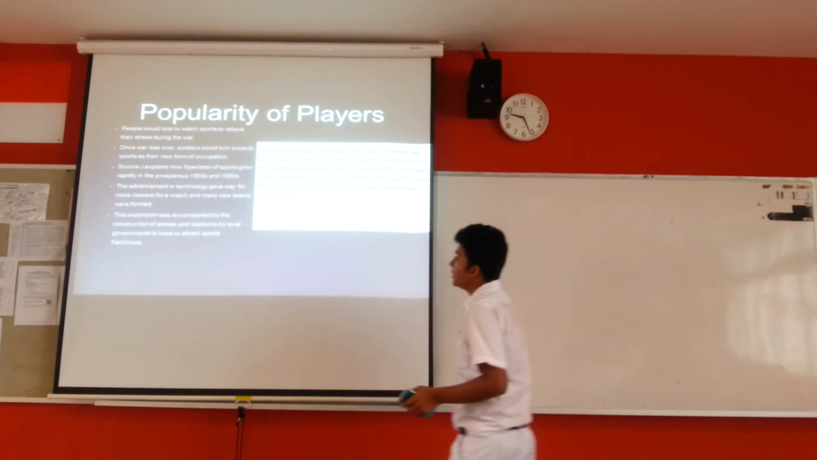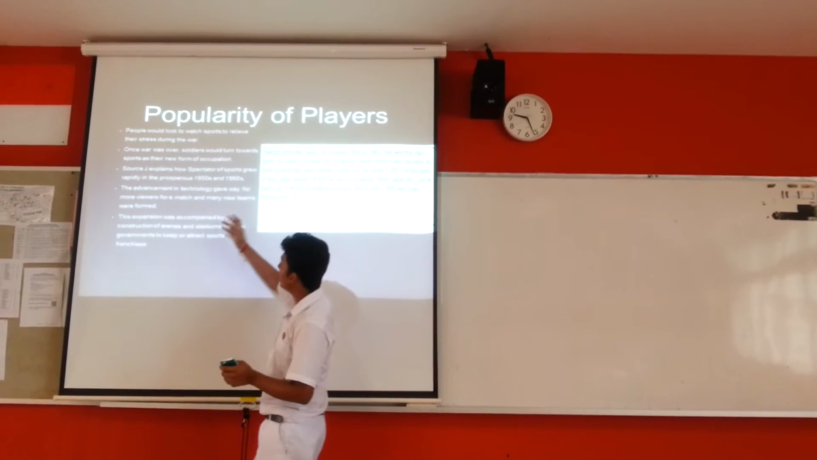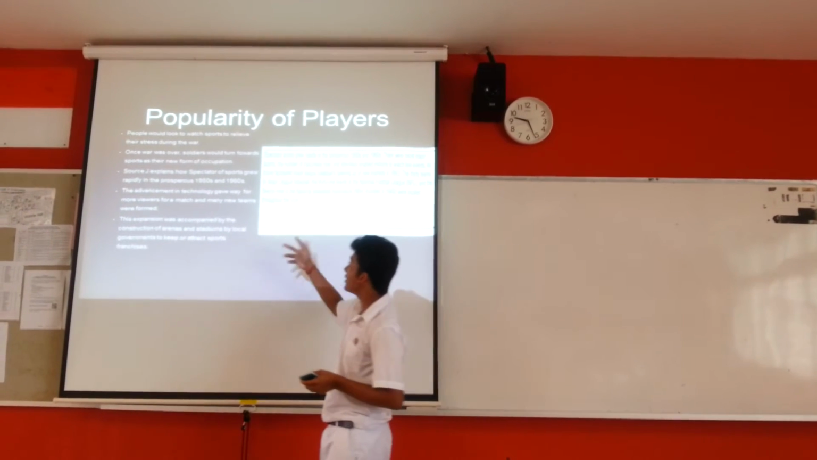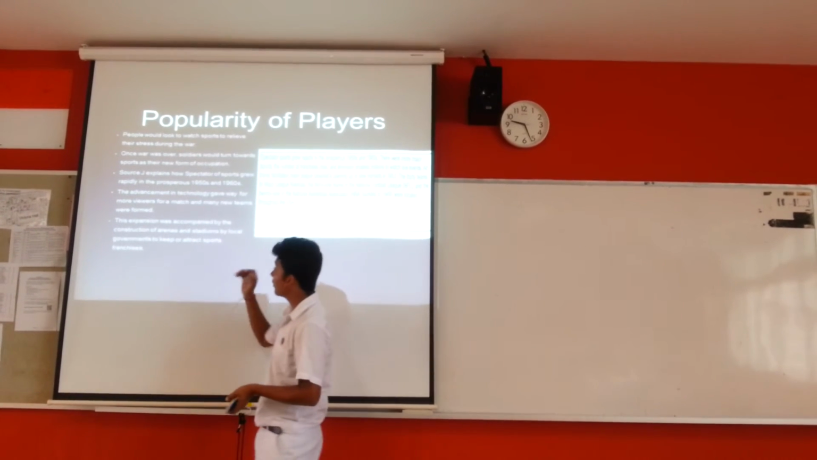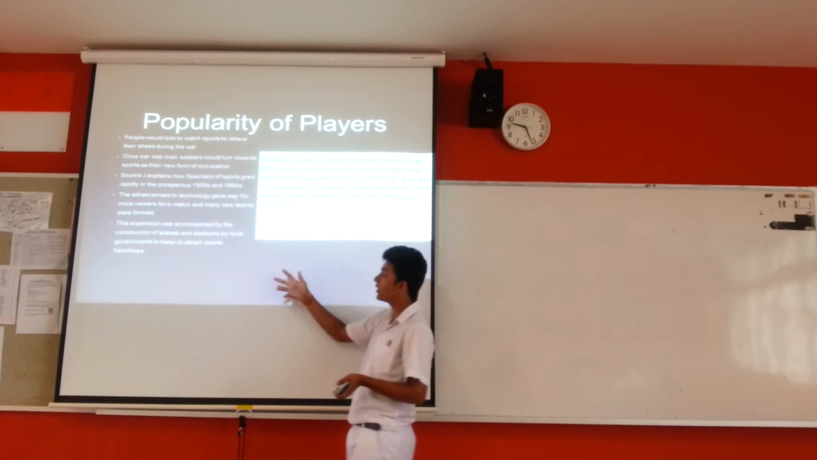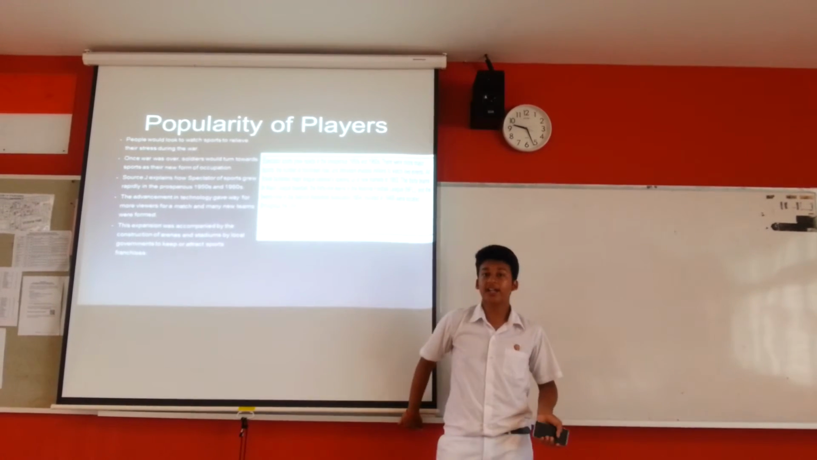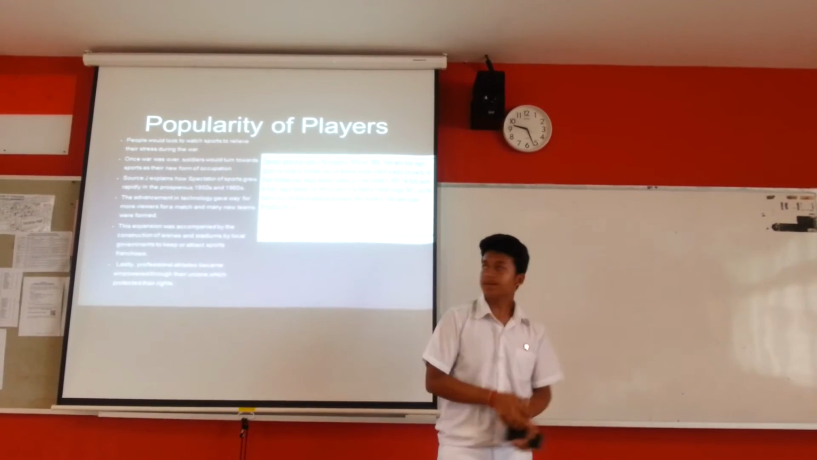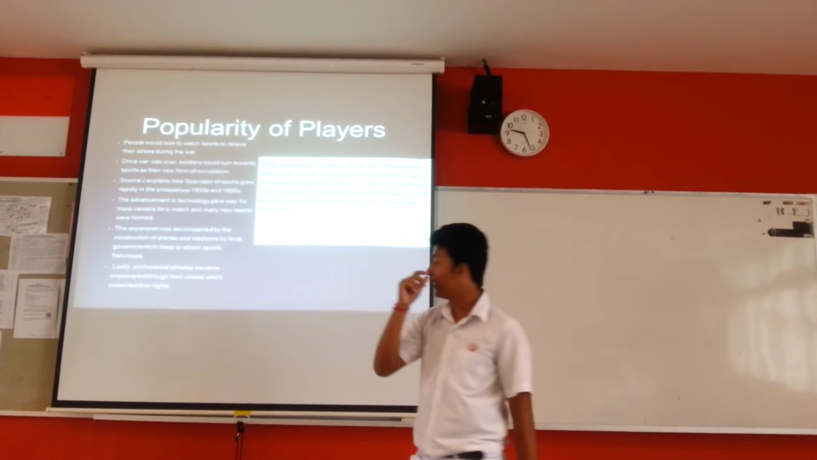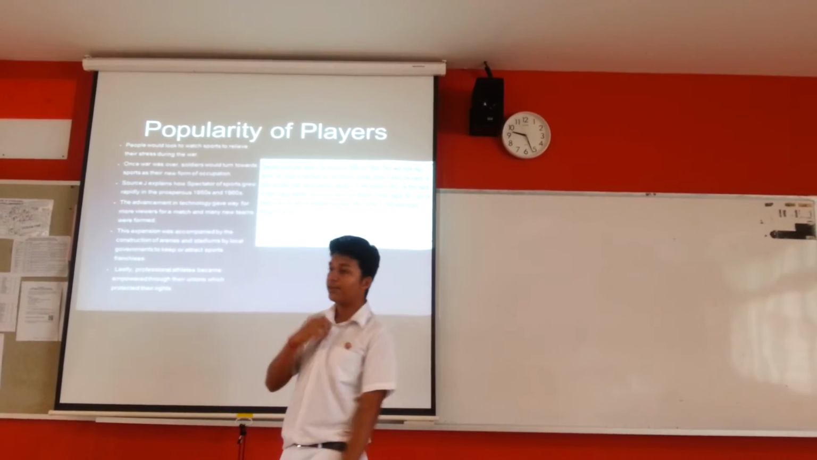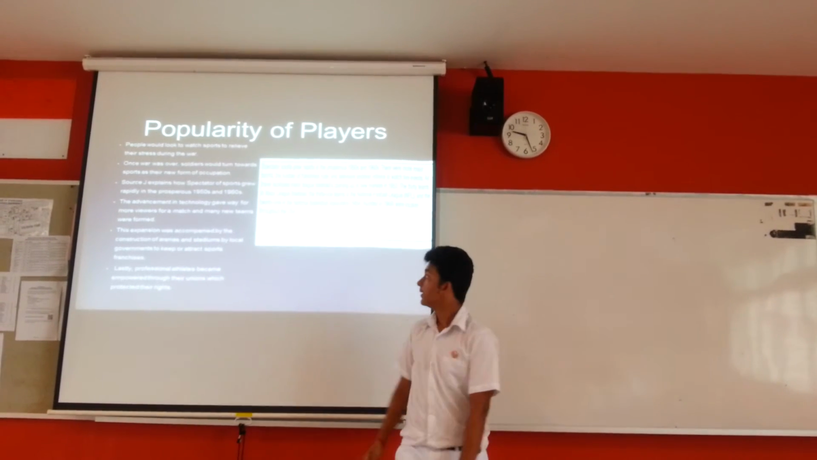Okay. So the advancement of technology gave way for more viewers for a match, and many new teams were formed. This expansion was accompanied by arenas and stadiums constructed by local governments that wanted to keep or attract sports franchises. Lastly, professional athletes became filthy rich, and they were empowered through the unions which protected their rights. Next.